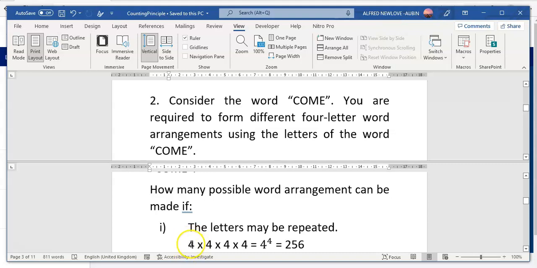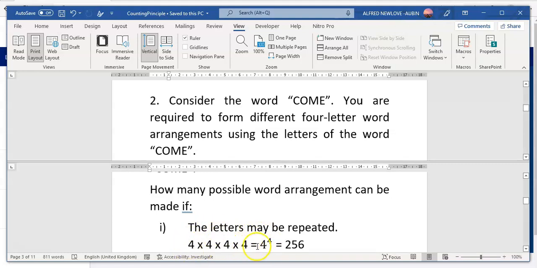So it's 4. And the second space, if you use C, you can still use C in the second space. So the second space can also take C or O or M or E. The third space can also take any of them, because the question says the letters may be repeated. You can repeat the letters. If you use it in the first space, you can use it in the second, third. So the fourth is also going to be like that.